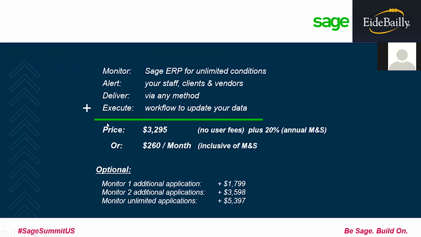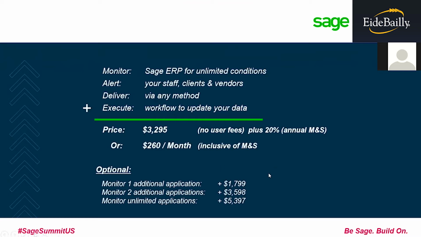You'd be looking at a one-time license price of just under $3,300. Again, that is a one-time purchase price. It's not a per user fee. There are no per user fees whatsoever with Sage Alerts and Workflow. You would be looking at an additional 20%, roughly $650 a year for the annual maintenance and support. The product is also available on a monthly subscription basis should you wish it.